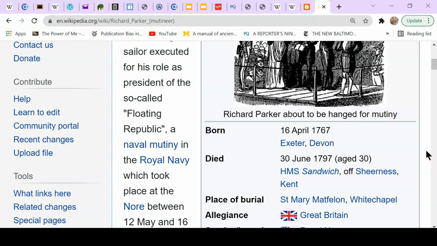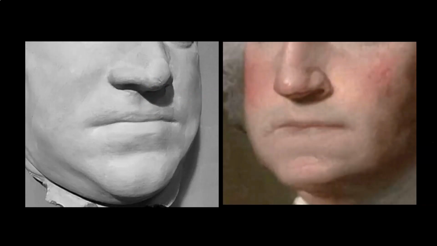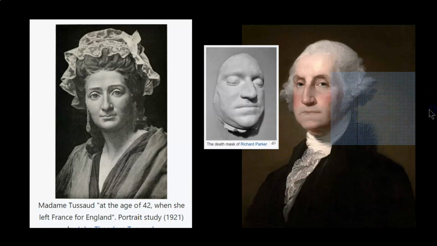Marie Tussaud and death masks, right? And did Marie Tussaud ever make a mold of George Washington? Could Marie Tussaud be responsible for Richard Parker's death mask? Could Richard Parker be the model used for George Washington? And could Richard Parker be a fabrication of history created just at a time when this death mask needed to disappear into history? And what better way to cement, right, your phony mutiny story than with a death mask?